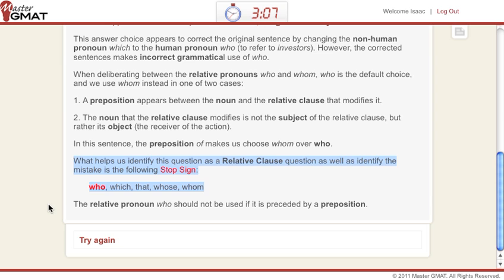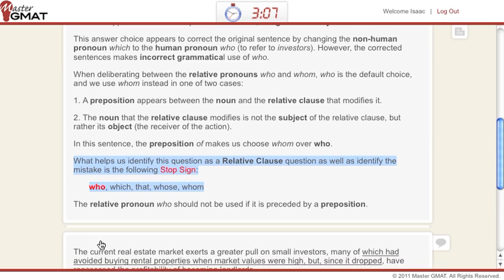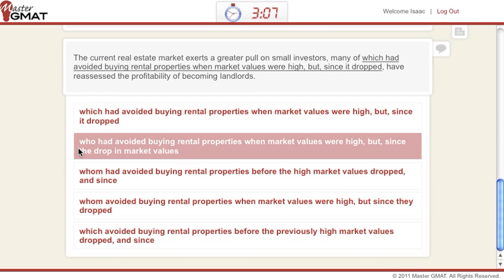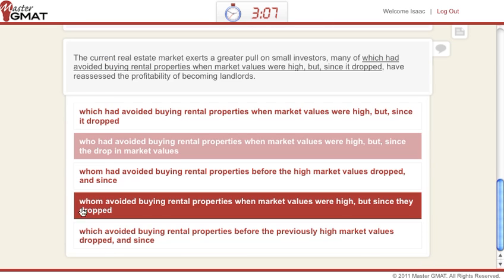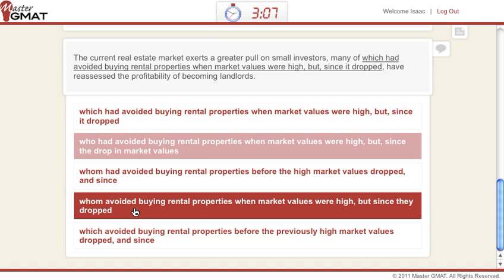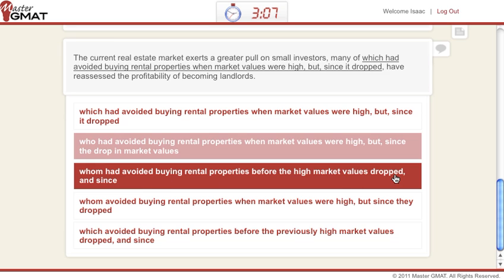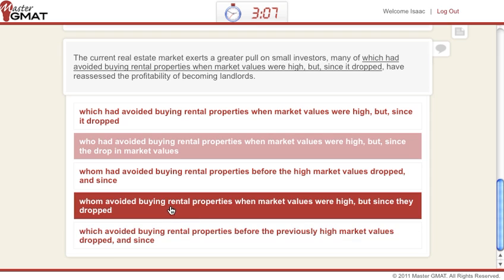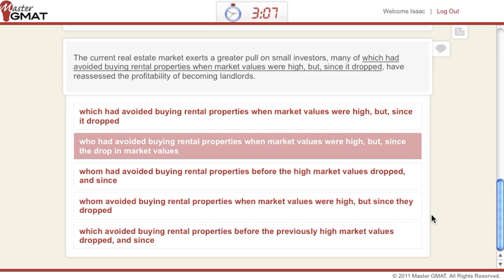Once you get the stop signs in your head, it's really easy to spot these little mistakes. So let's try that again. We get rid of B as well. Now we're left with the two whoms. Now, when we look at these two, we see that neither really has a grammar error, but what's the real difference between them? Take a look. Before the high market values dropped, and but since they dropped.